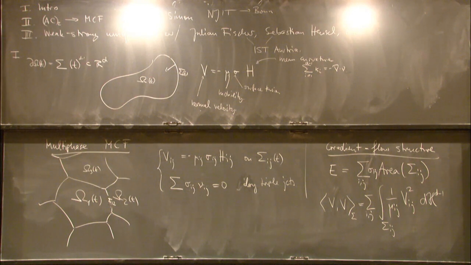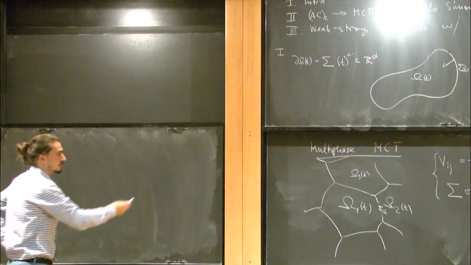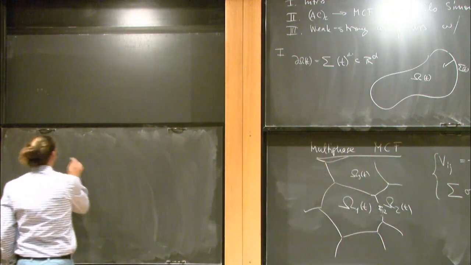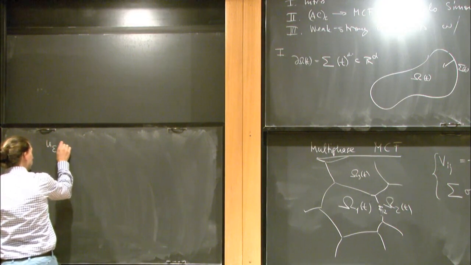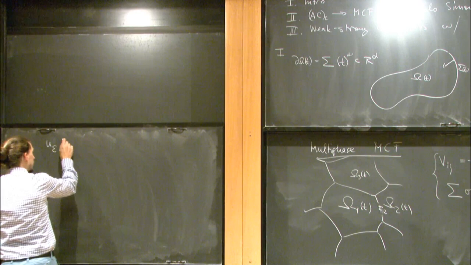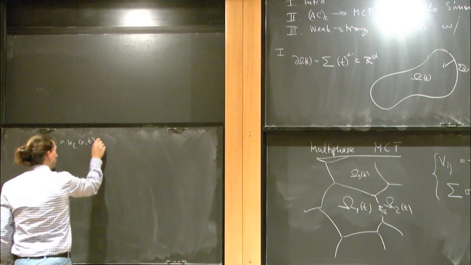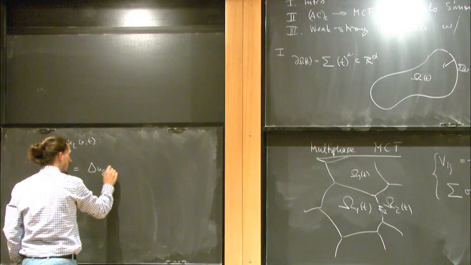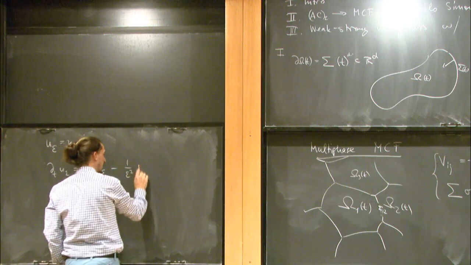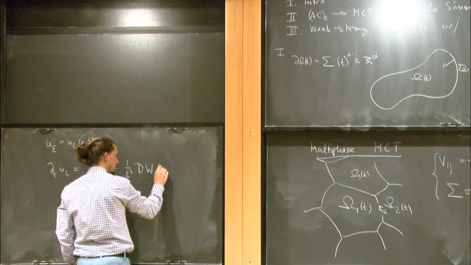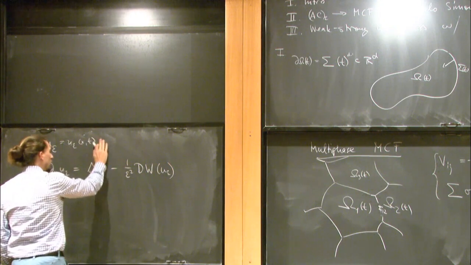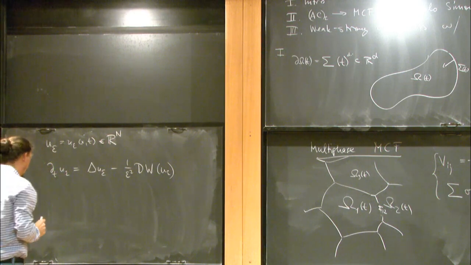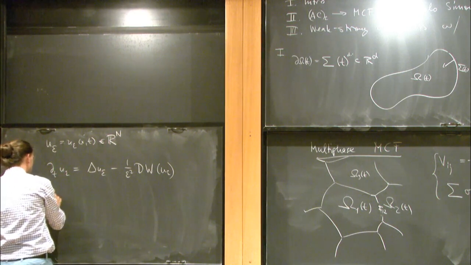One nice way to approximate these partitions, or you can always think of this case if you want, these phases, is the Allen-Cahn equation. So you're looking for a function of x and t that solves just a reaction diffusion equation with a fast reaction rate. And you should maybe right away think of this as a system of equations. And W is a potential.